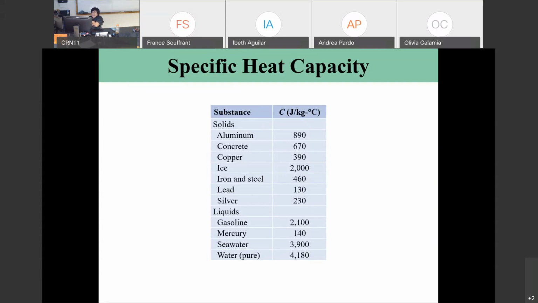The way we define specific heat capacity is as the energy required to increase the temperature of 1 kilogram of a substance by 1 degree Celsius. I'm going to say it again. The specific heat capacity is the energy required to increase by 1 degree Celsius 1 kilogram of a substance.